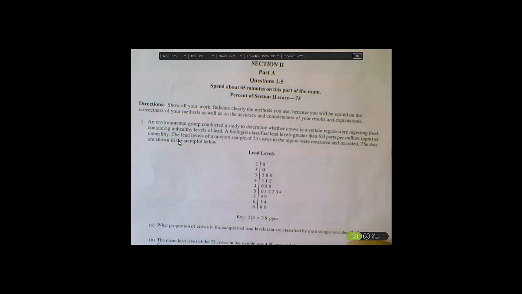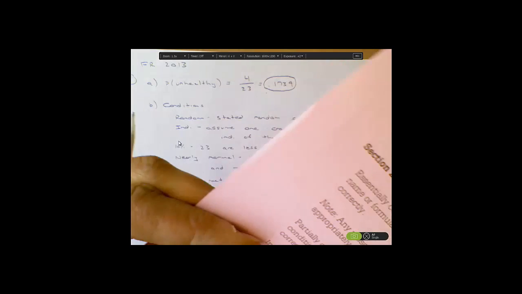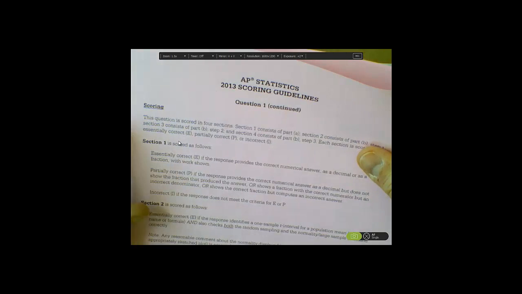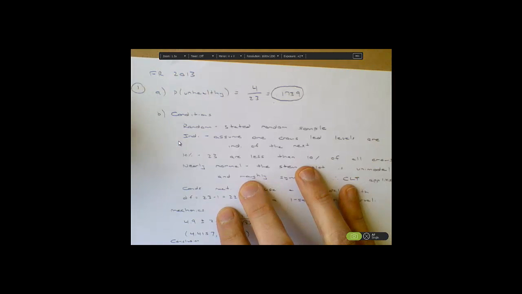So just looking at the stem plot here, unhealthy was greater than 6.0, so I have 4 values out of the sample size of 23. So 4 out of 23, that's a little bit over 17%. Taking a look at the scoring guideline, that's going to be an E, P, or I, and it's essentially correct if you have the correct numerical answer as a decimal or a fraction with work shown. I have that here, so that's going to represent an E.